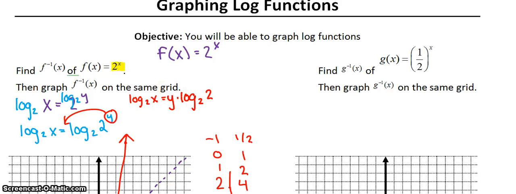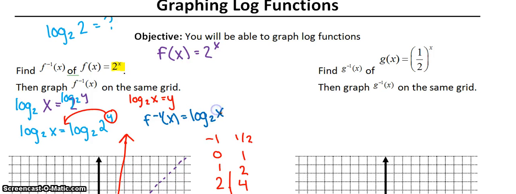Okay, now I'm trying to get y alone, and this log base 2 of 2 is bothering the y. But if you think about log base 2 of 2, what does that really equal? So what this is asking is 2 to what power equals 2? And the answer would be 1. So log base 2 of 2 is just 1, and 1 times y is just y. So I can even get rid of that and say that the inverse function then is f inverse of x equals log base 2 of x. And that's exactly what I graphed here. So this is the inverse function of 2 to the x.